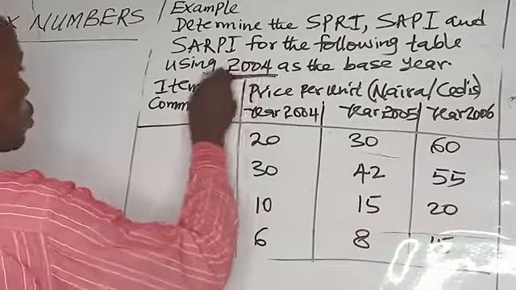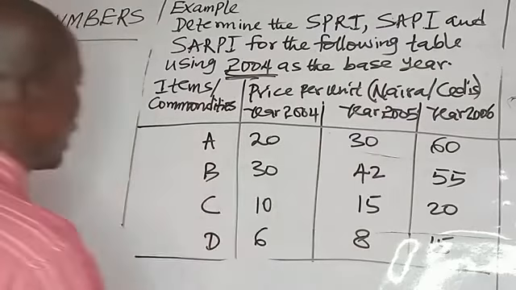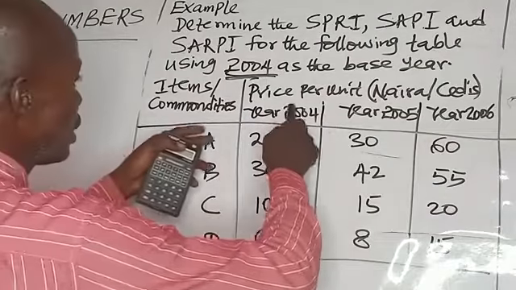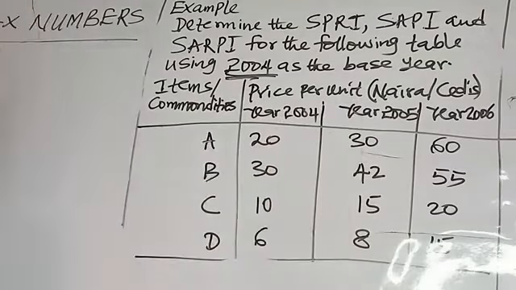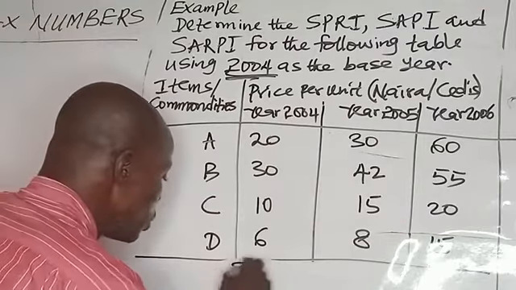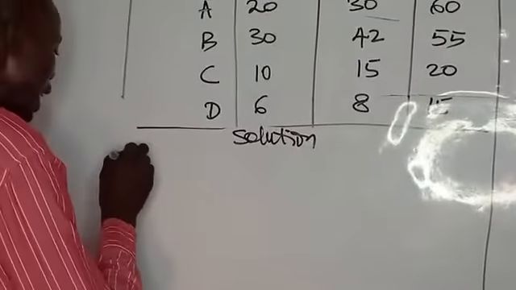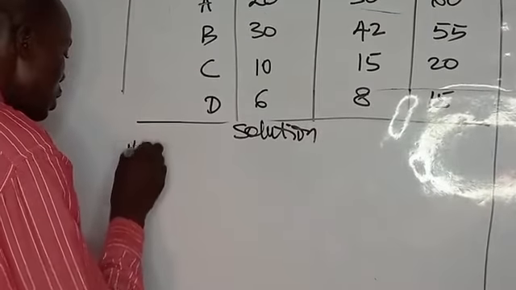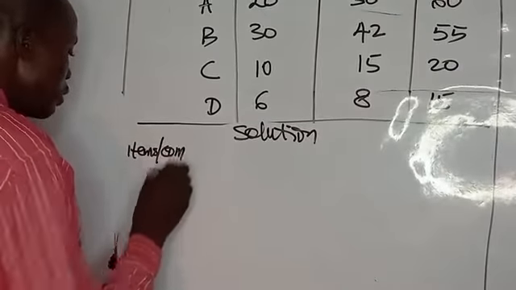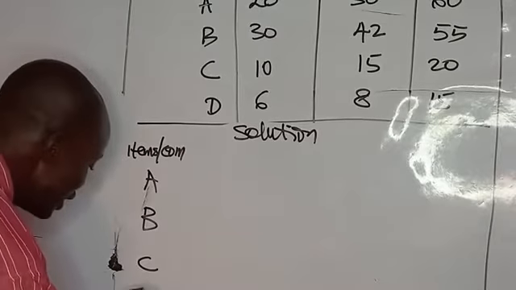for the following table, using 2004 as the base year. The PO is 2004. The price in 2004 will be taken as PO. You have to take 2004 as the base year. You are given the following items. Now, to solve this question, let's have a solution. Let me say items or commodities. We have A, B, C, and D.